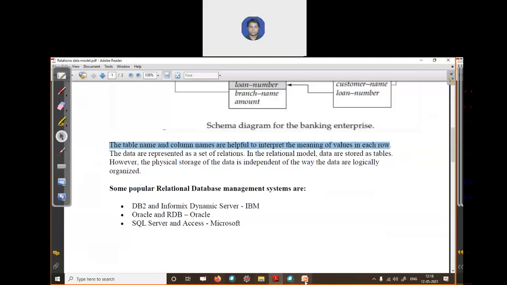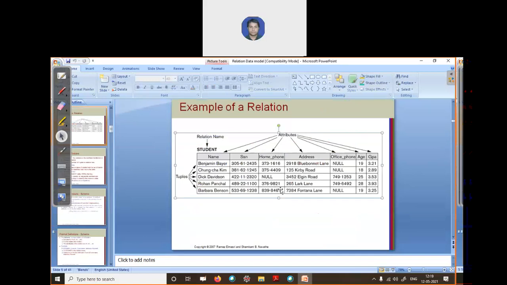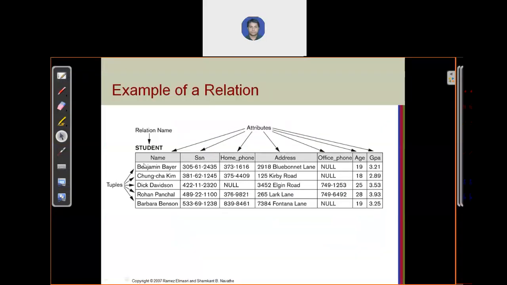If you can see in this table, there is a name, SSN number, home page, address. All these attribute names are just for helping to show what the data is representing in the first column, second column, third column. This name is not your data. Your actual data is what we store in these rows.